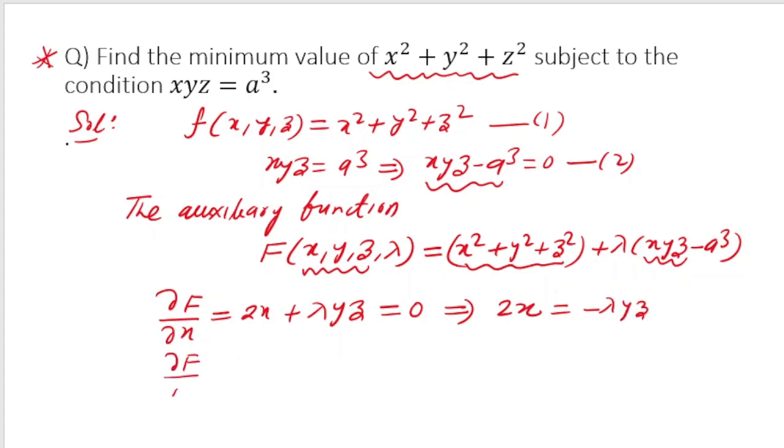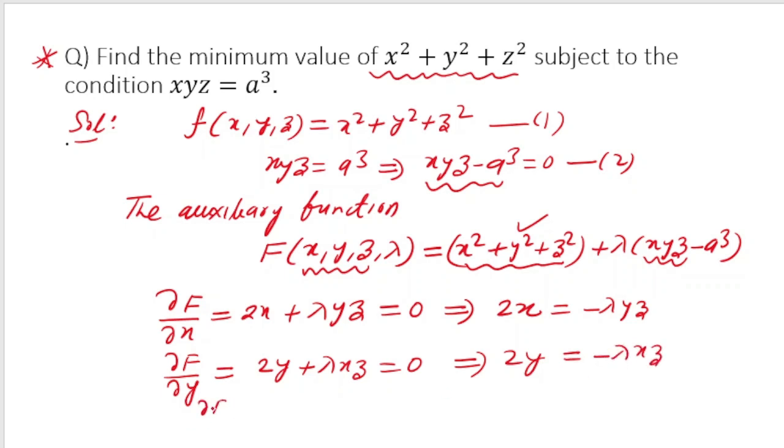Similarly, we need to find the partial derivative of the auxiliary function with respect to y. So I will get 2y plus lambda xz. I hope you got it. Derivative of x square will be 0, z square will be 0. So I just have to write 2y, and here lambda is a constant taken out. Derivative of xyz will give me xz, and that I have to equate to 0. So from this I will get 2y is equal to minus lambda xz.